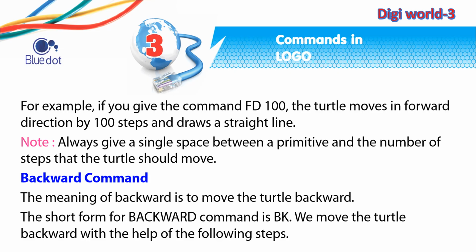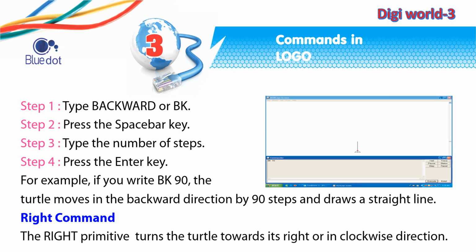We move the turtle backward with the help of the following steps. Step 1. Type backward or BK. Step 2. Press the spacebar key. Step 3. Type the number of steps. Step 4. Press the enter key. For example, if you write BK 90, the turtle moves in the backward direction by 90 steps and draws a straight line. Right command. The right primitive turns the turtle towards its right or in clockwise direction.